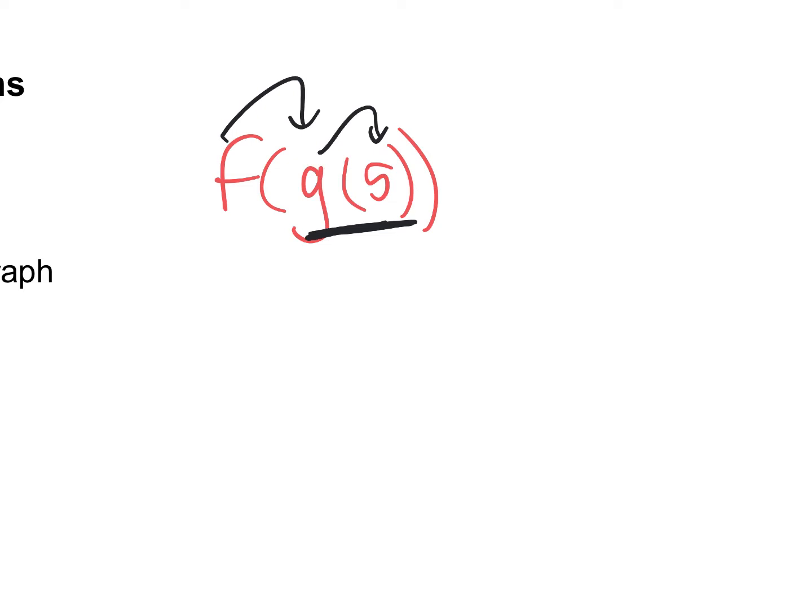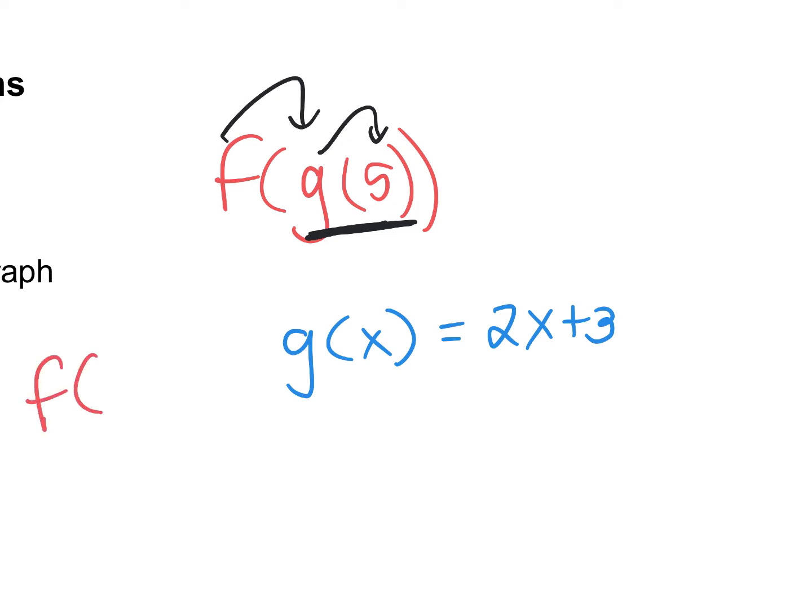All right, so let's actually do one and see if you know what I'm talking about here. Imagine the g of x function was to take your number and double it and then add 3. And let's imagine that the f function, its job was just to take whatever your x is and divide it by 4.